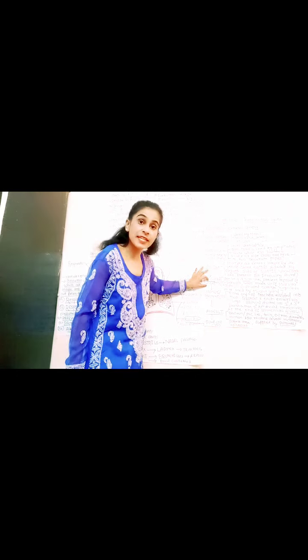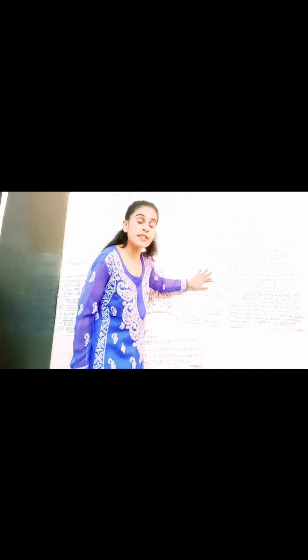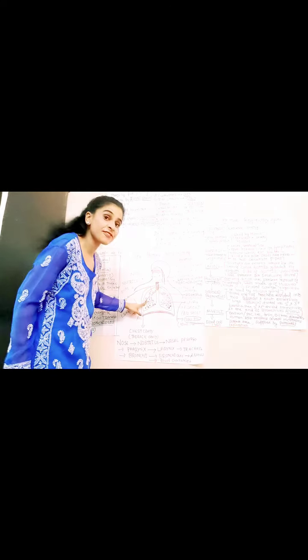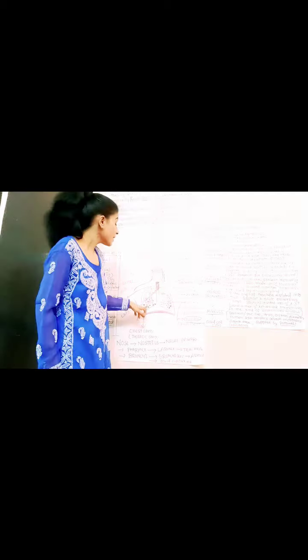So after the trachea, the distal end of the trachea is divided into left bronchus and right bronchus, which move into the left lung and right lung. Again, each bronchus is further divided into secondary bronchi and tertiary bronchi, meaning further branches. And at the end of the secondary or tertiary bronchi, a number of balloon-like or air sac-like structures are present.